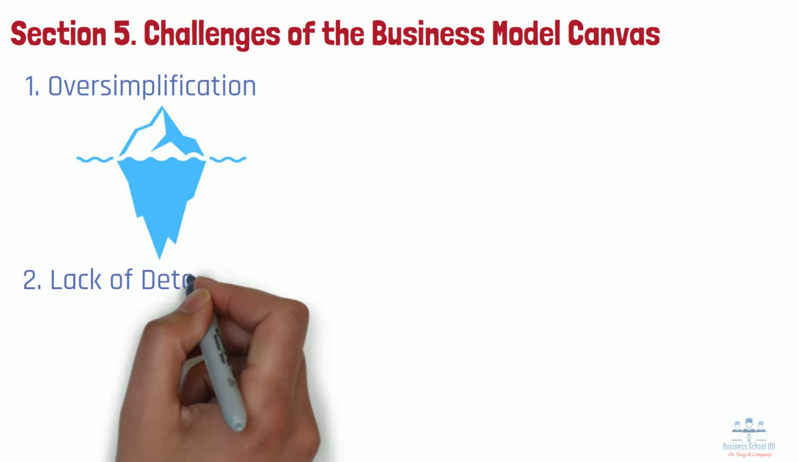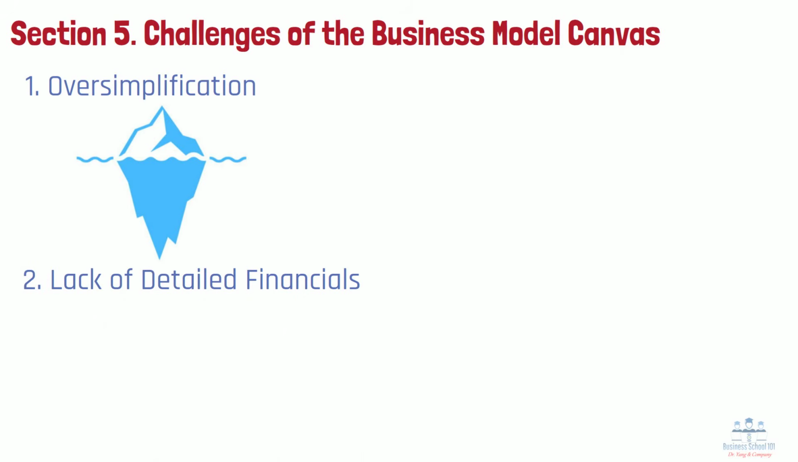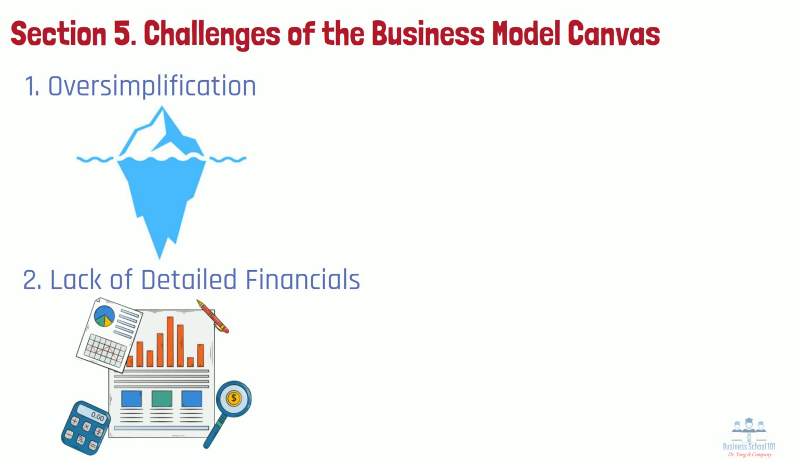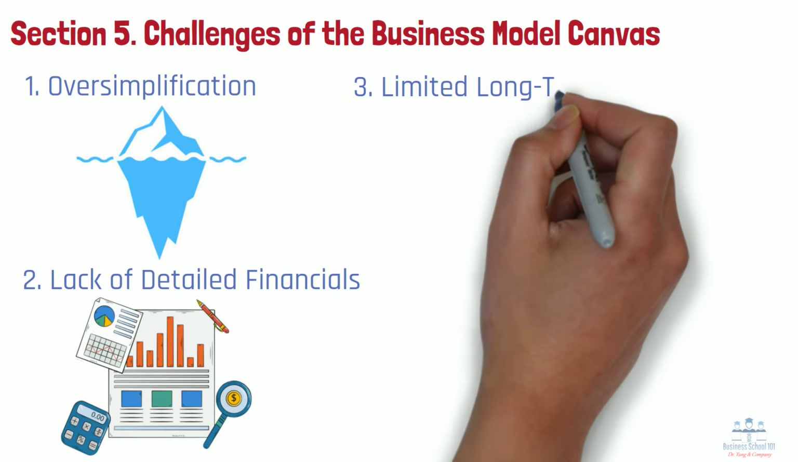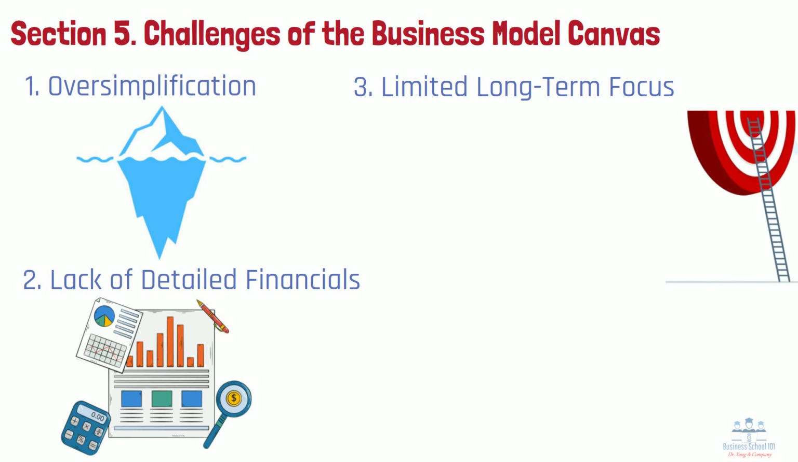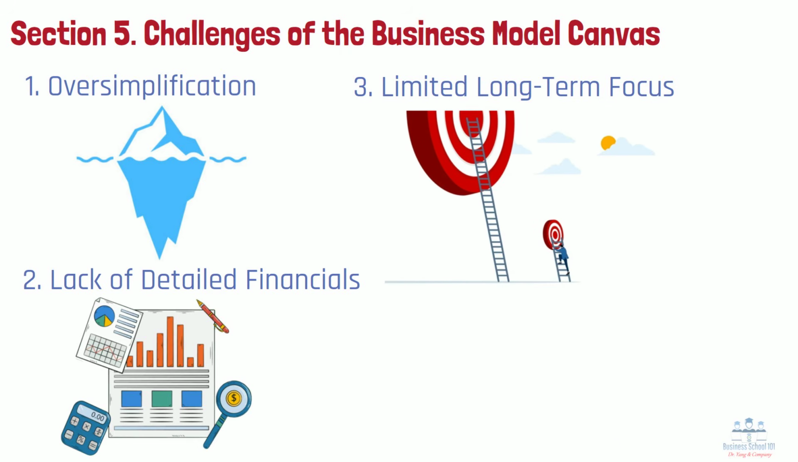Number 2. Lack of detailed financials. The BMC focuses on broad concepts like cost structure and revenue streams, but it doesn't include detailed financial planning, which is essential for running a business. Number 3. Limited long-term focus. While the BMC is effective for short to medium-term strategy, it may not fully address long-term planning, scalability, or risk management.